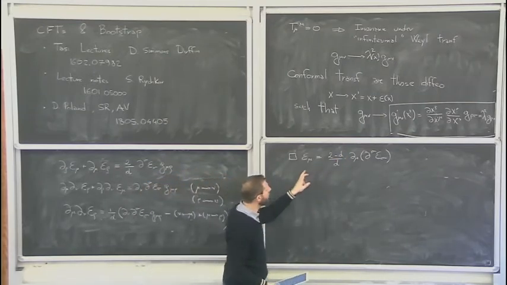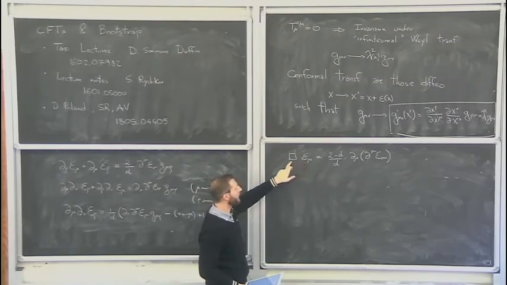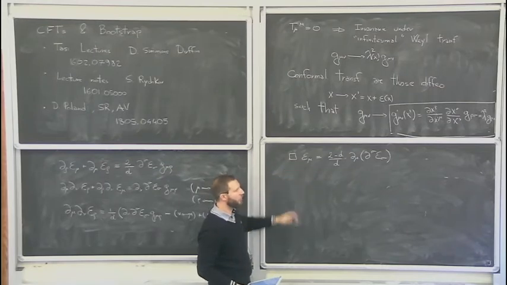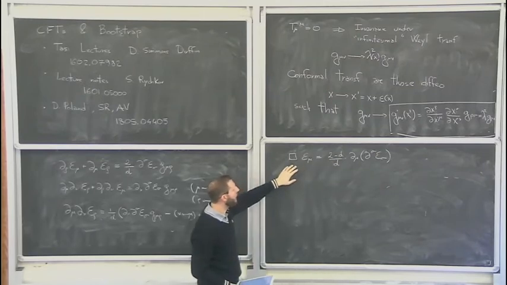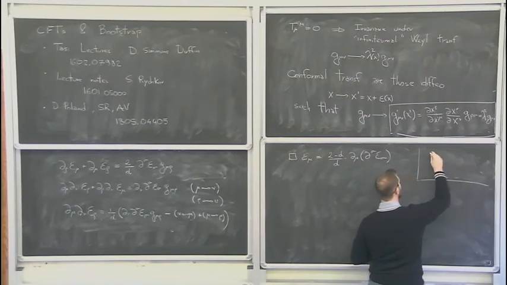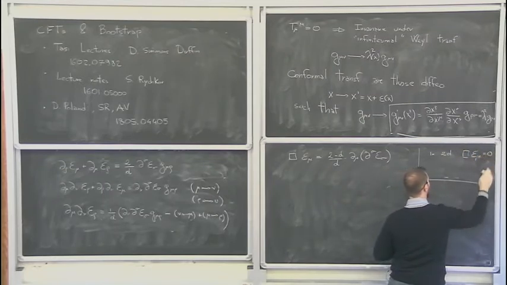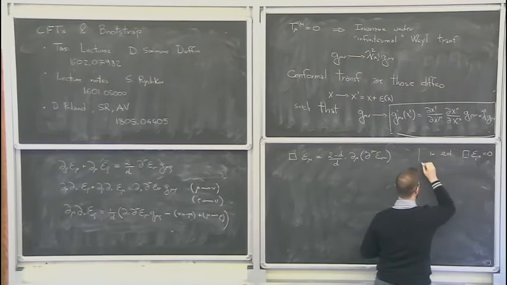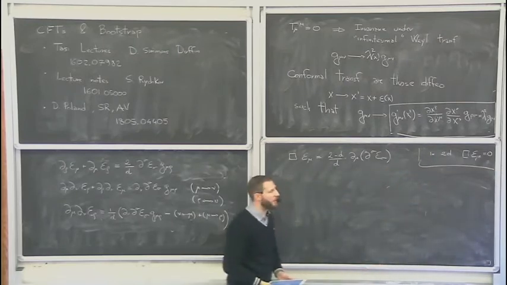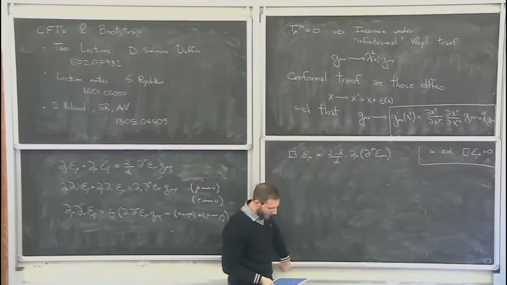when d is equal to 2, the constraint is that epsilon mu has to satisfy a sort of Klein-Gordon Laplace equation. Okay, so in 2D, any epsilon that satisfies box epsilon equal 0 will do. But we are interested in general dimensions, so let's stay away from this special case, and let's go on.